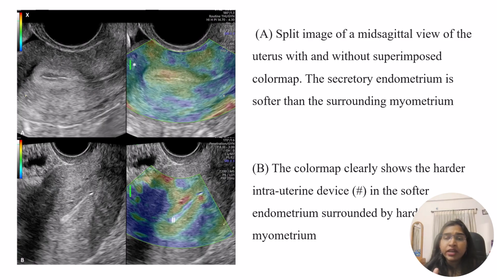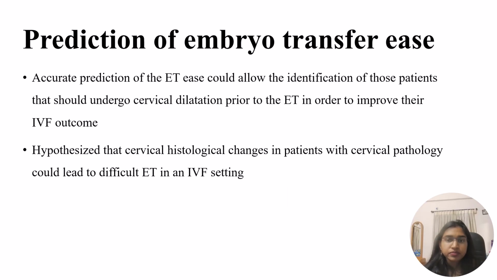If there is a foreign body like an intrauterine device in the uterine cavity, that also we can see with elastography. This is a mid-sagittal view of the uterus with and without the superimposed color map. The secretory endometrium is obviously softer than the surrounding myometrium. This picture shows the harder intrauterine device in the softer endometrium, surrounded by a hard myometrium, that we can clearly see.